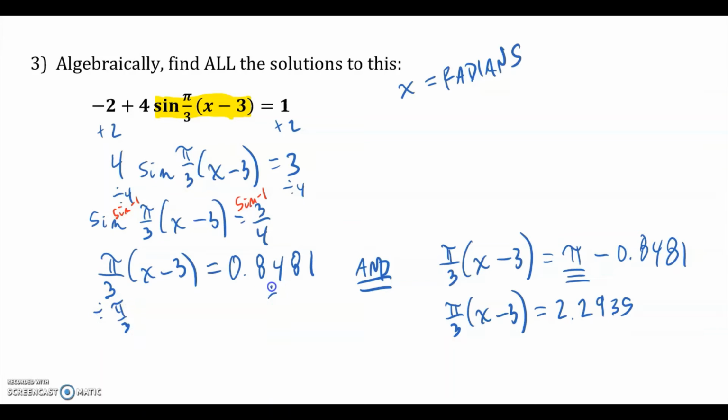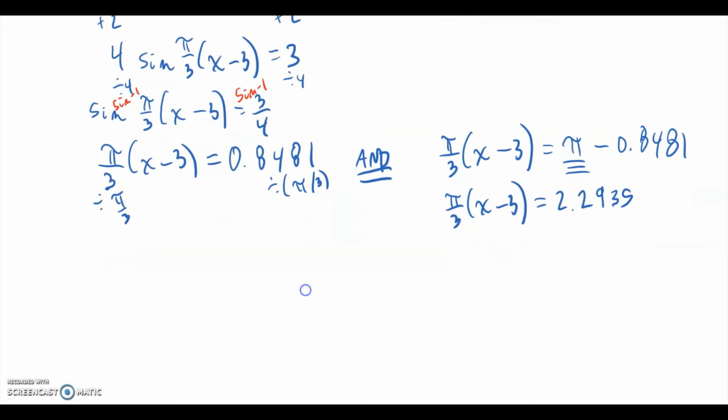Now do that carefully in your calculator, put it in parentheses, otherwise you end up with divide by pi, and then you end up times 3, which is not what we're doing here. Okay, so we're going to get x minus 3, that piece is still there, equals that 0.8481 divided by parentheses pi over 3, which gives me 0.8099, to about 4 digits.